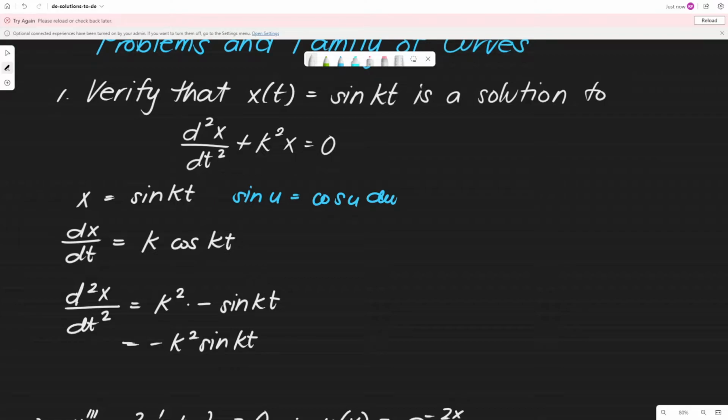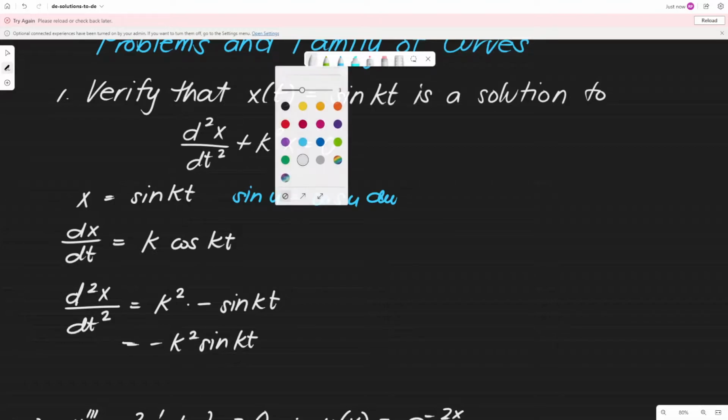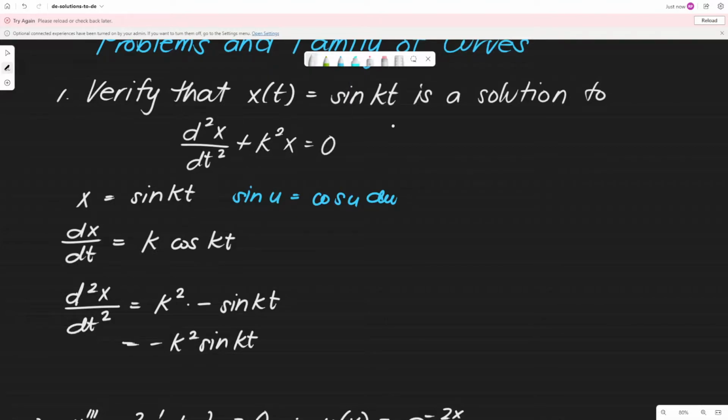Then what we will do is, in our given differential equation, we are going to substitute the derivatives that we found, and of course the given function, where it appears in the given differential equation. So let me rewrite: d squared x over dt squared plus k squared x is equal to 0.